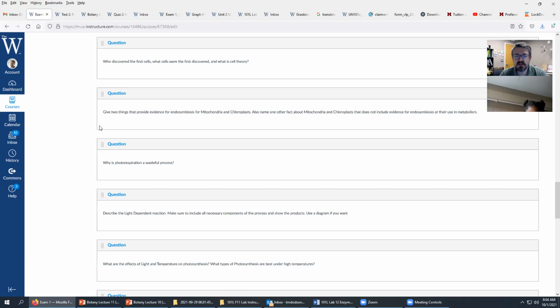The first short answer question is who discovered the first cells, what cells were the first discovered, and what is cell theory? The first person to define cells was Robert Hooke. The first cells that were discovered were specifically cork cells, okay? Not just plant cells, but cork cells. And what is cell theory is that there's three parts.